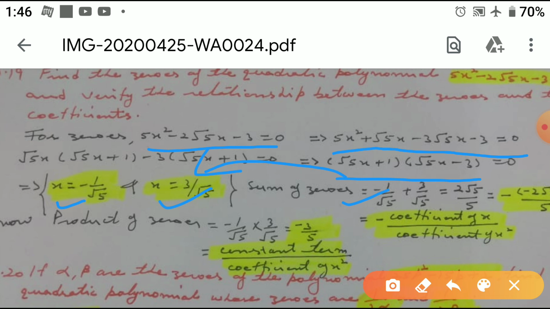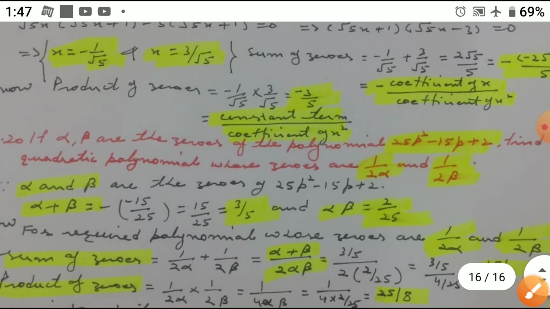So sum of zeros is 2 under root 5 upon 5. Instead of writing this, we can write it as minus of minus 2 under root 5 upon 5, which is in the form of minus coefficient of x upon coefficient of x square. Similarly, product of zeros, minus 1 by under root 5 into 3 upon under root 5 is equal to minus 3 upon 5 here. Clear? Now constant term upon coefficient of x square, minus 3 is the constant term and coefficient of x square is 5. Clear? So it's verified.